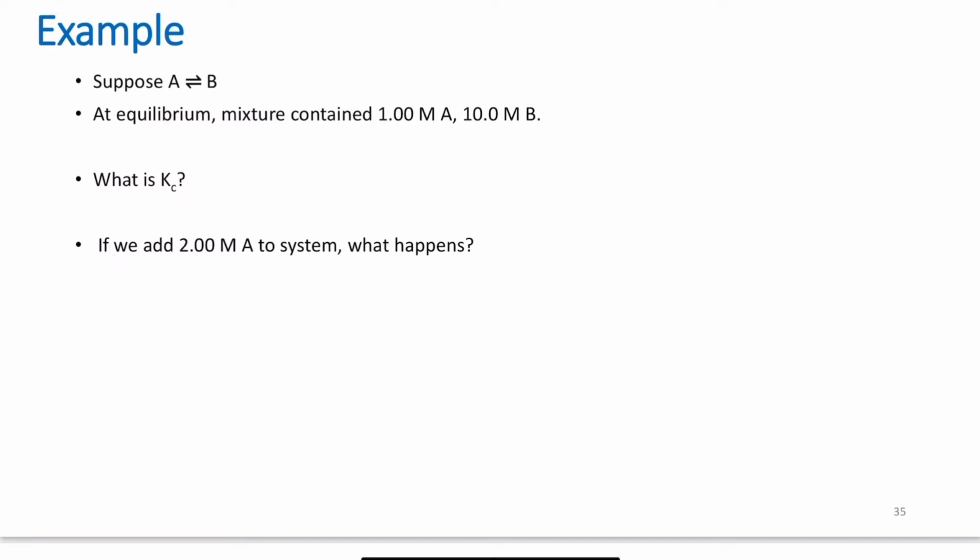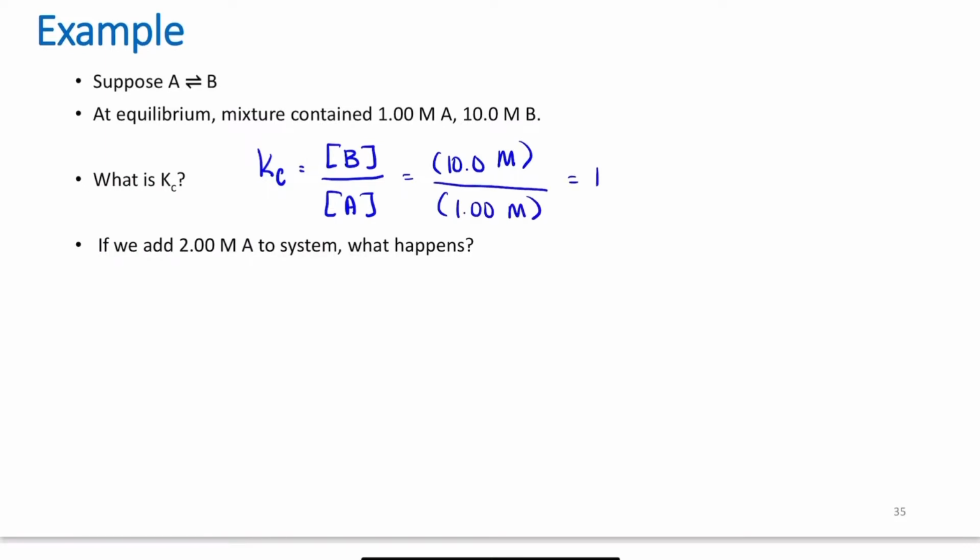Then, if I add 2 molar A to this system, what happens? First, let's see, 1 molar A and 10 molar B. My Kc expression for this would be the concentration of B divided by the concentration of A. There are no exponents because there are no coefficients in the original reaction, so it's just concentration of B divided by concentration of A. I'm told that at equilibrium, B has a concentration of 10 molar, and A has a concentration of 1 molar. So my Kc value here is 10.0.